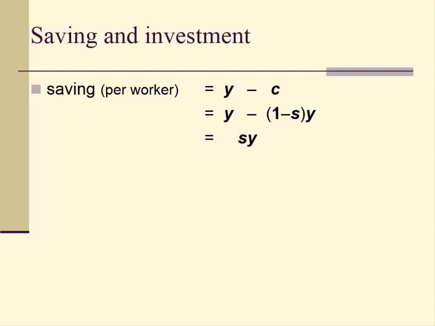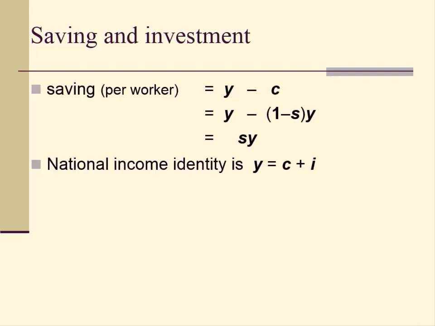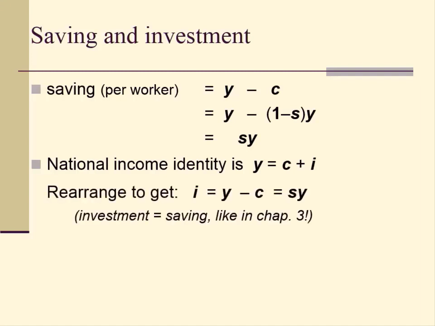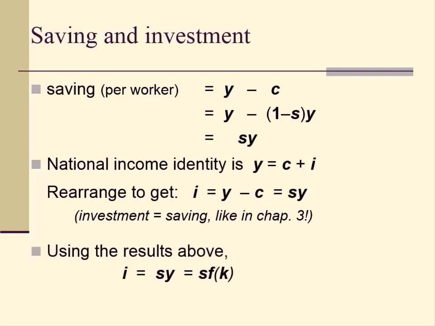Next, since the national income identity is y equals c plus I, we can rearrange to get I equals y minus c equals sy. That is, investment equals saving, like in chapter 3, in per worker terms. And using the result above, we can write investment per worker I equals saving per worker sy equals s times f of k. Note that although the real interest rate r doesn't appear explicitly in the Solow model's equations, investment still depends on the real interest rate, adjusting behind the scenes to keep I equals sy, that is, investment equals saving.